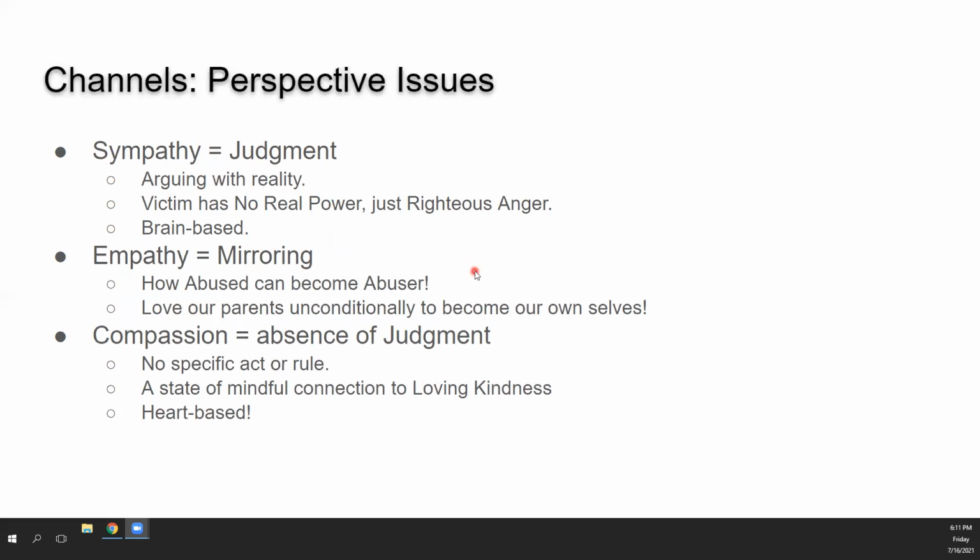So the perspective issues are just three simple words: sympathy, empathy, compassion. And we hear this all the time. But do we really understand the effect of these perspectives?